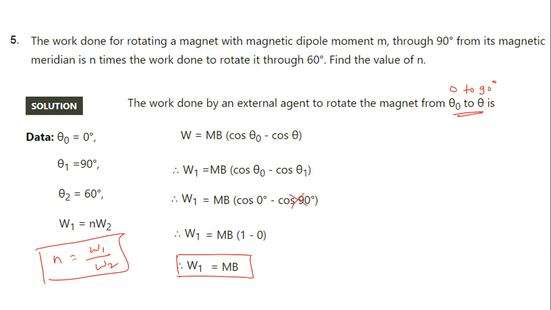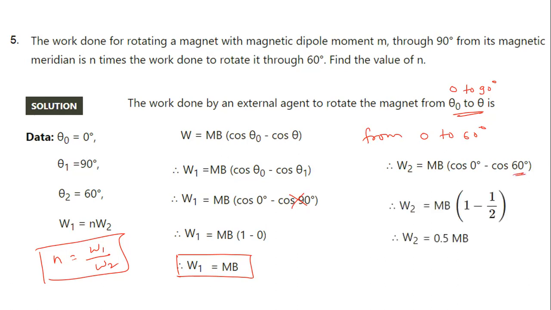In a similar manner, we can find the work done to rotate from 0 to 60 degrees. It is the same formula, MB into cos; only here theta is 60 degrees and the initial angle is 0. Now cos 0 is 1 and cos 60 is 1 by 2, with the minus sign as it is. So 1 minus 1 by 2 is 1 by 2, which means 0.5. So we get this.